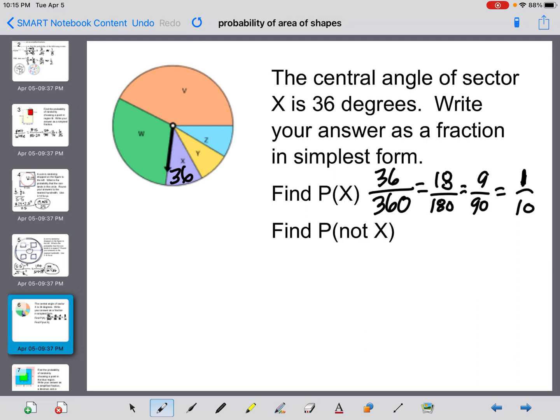Ooh, the probability of not X. So now I do not want to land in here, but I could do Y, Z, V, or W. But hey, if this is X and I want not X, what's left? Well, there's 9 out of 10 chances of not getting X. That was easy.